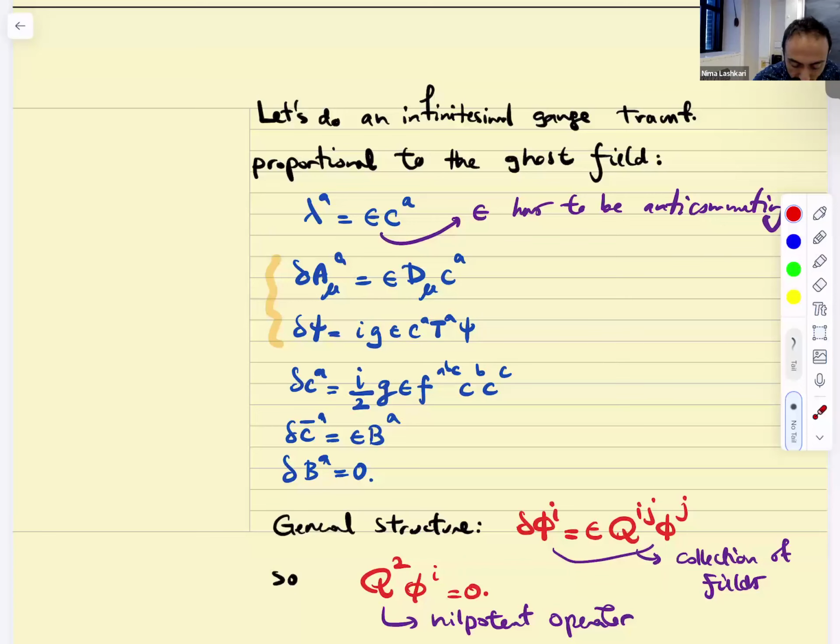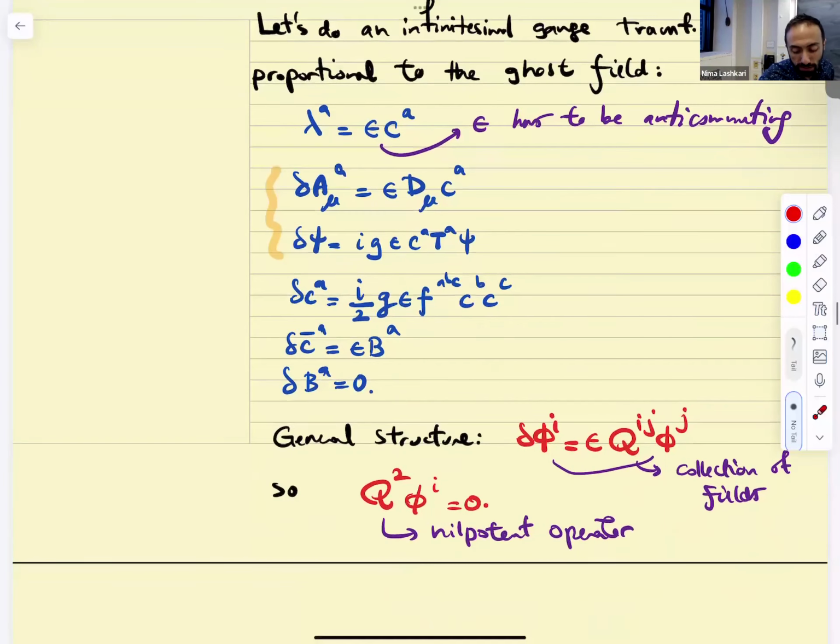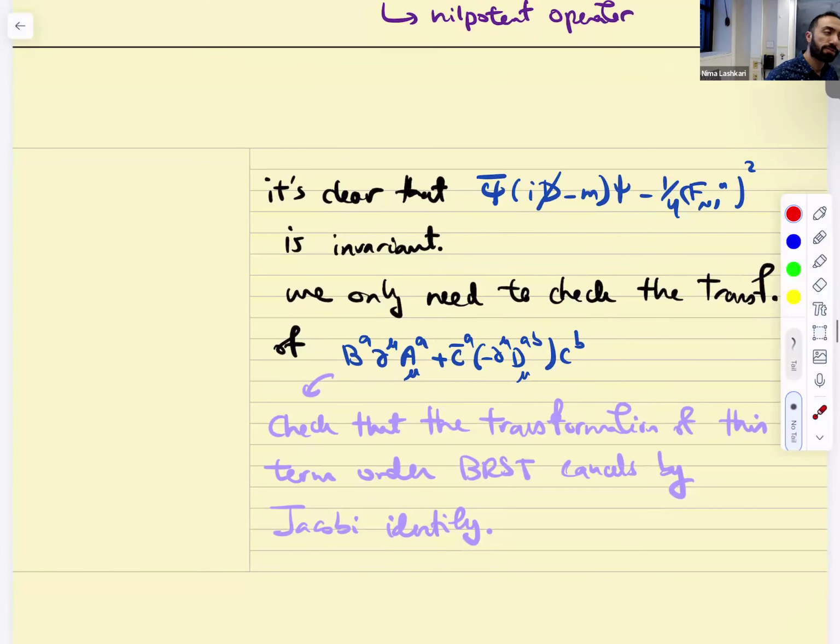Is that how I want to write it down? Yeah, actually, yeah. Now, you could check this explicitly. If you take this field configuration and do a variation a second time, you're going to get 0. This is a nilpotent transformation. It squares to 0. Peskin walks you through every step of that.